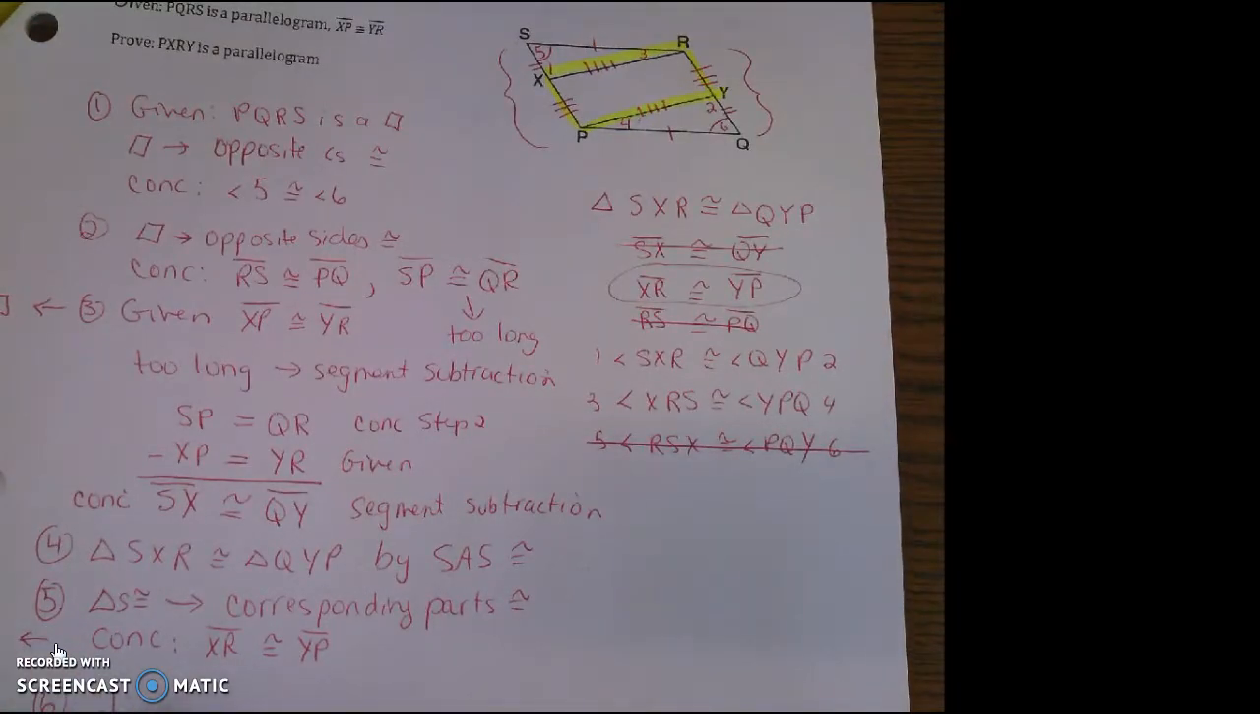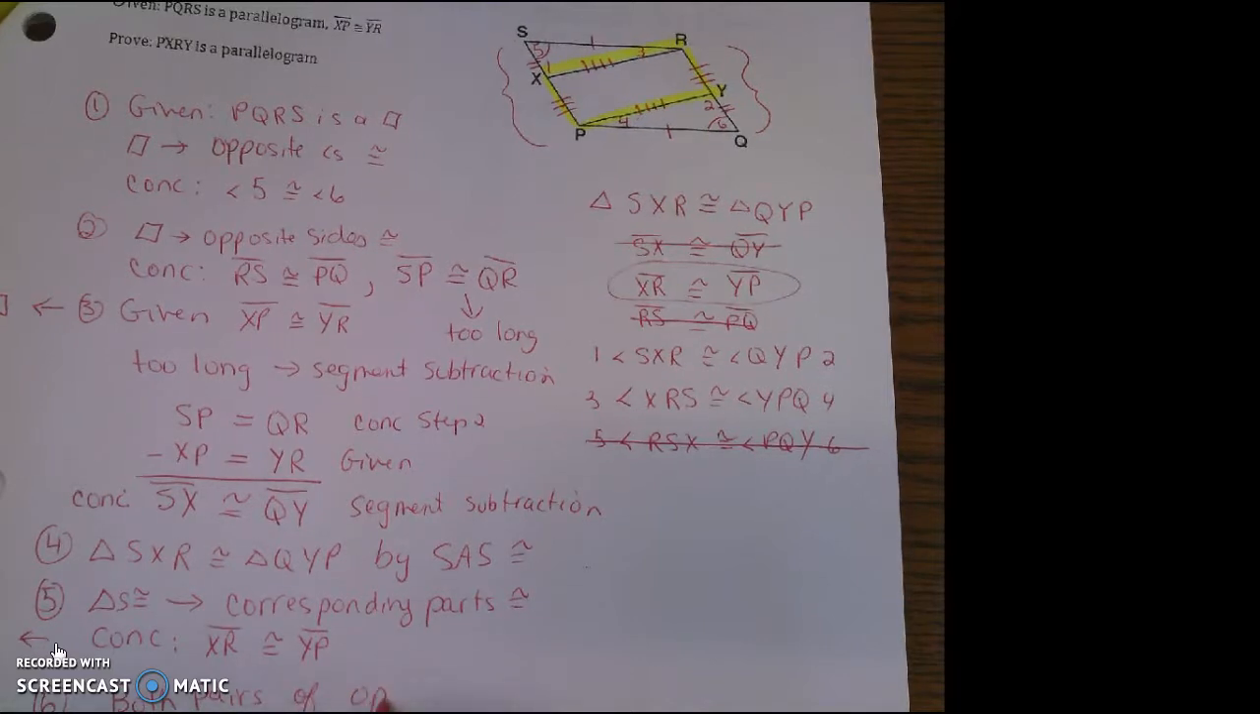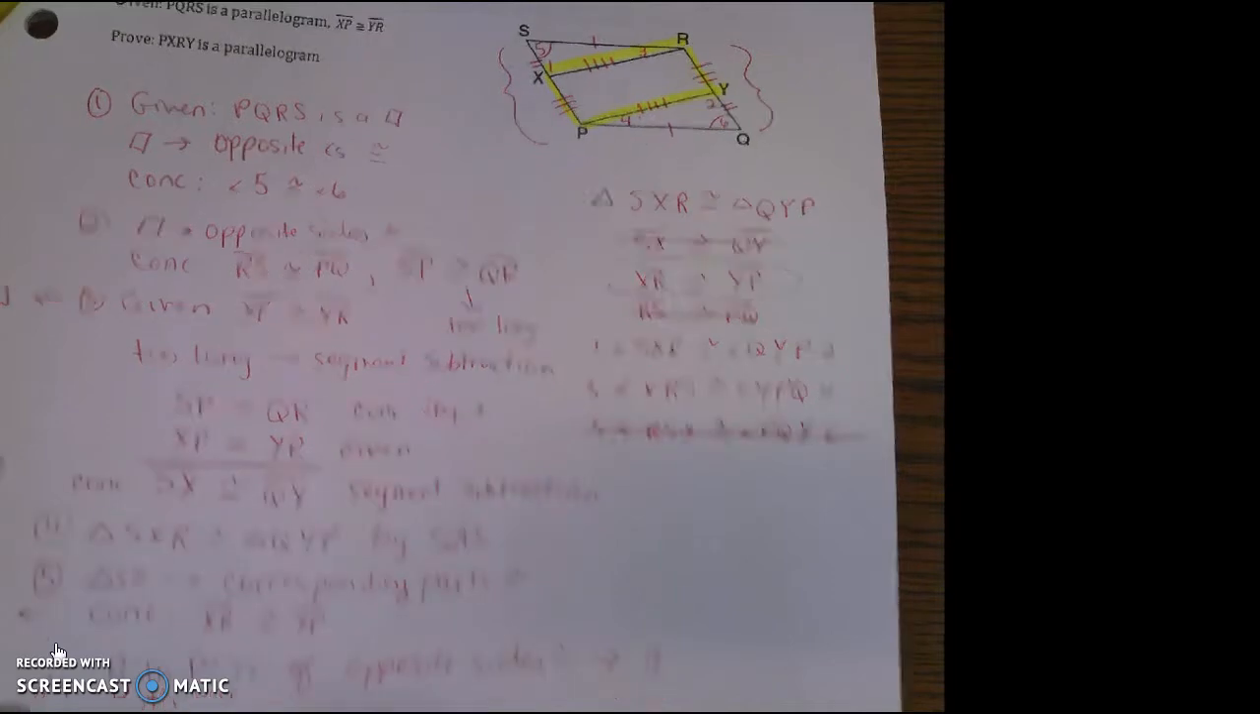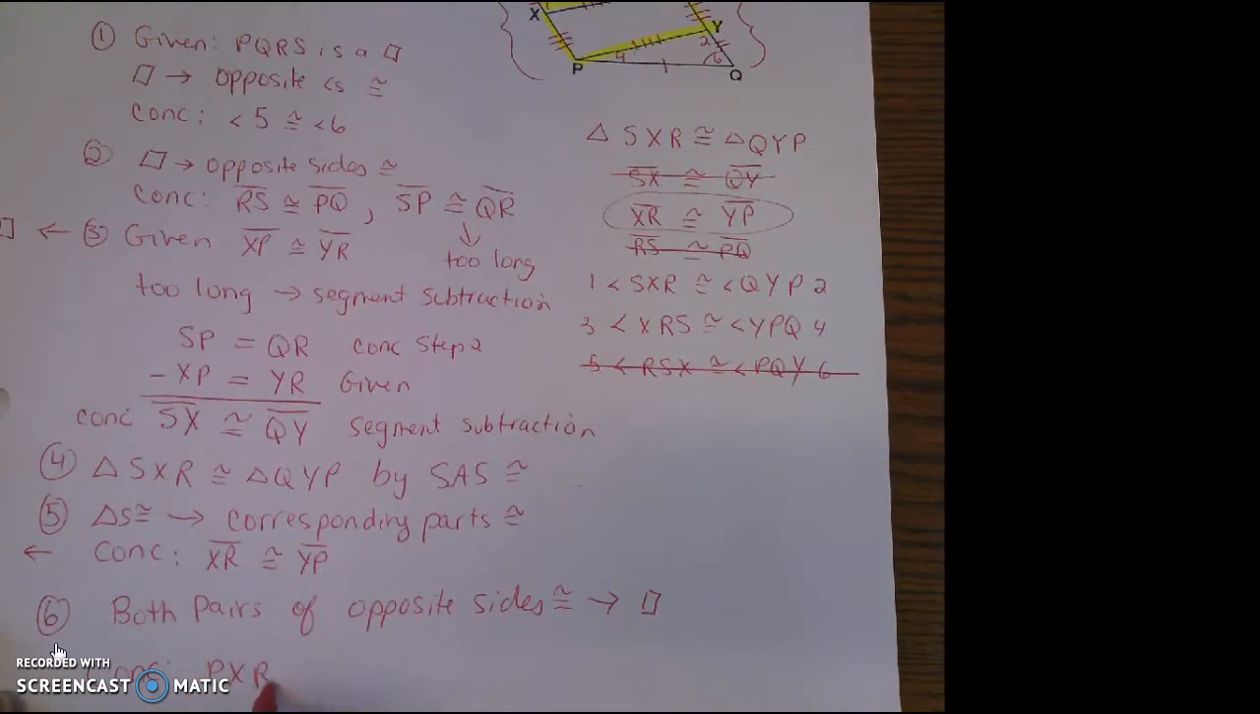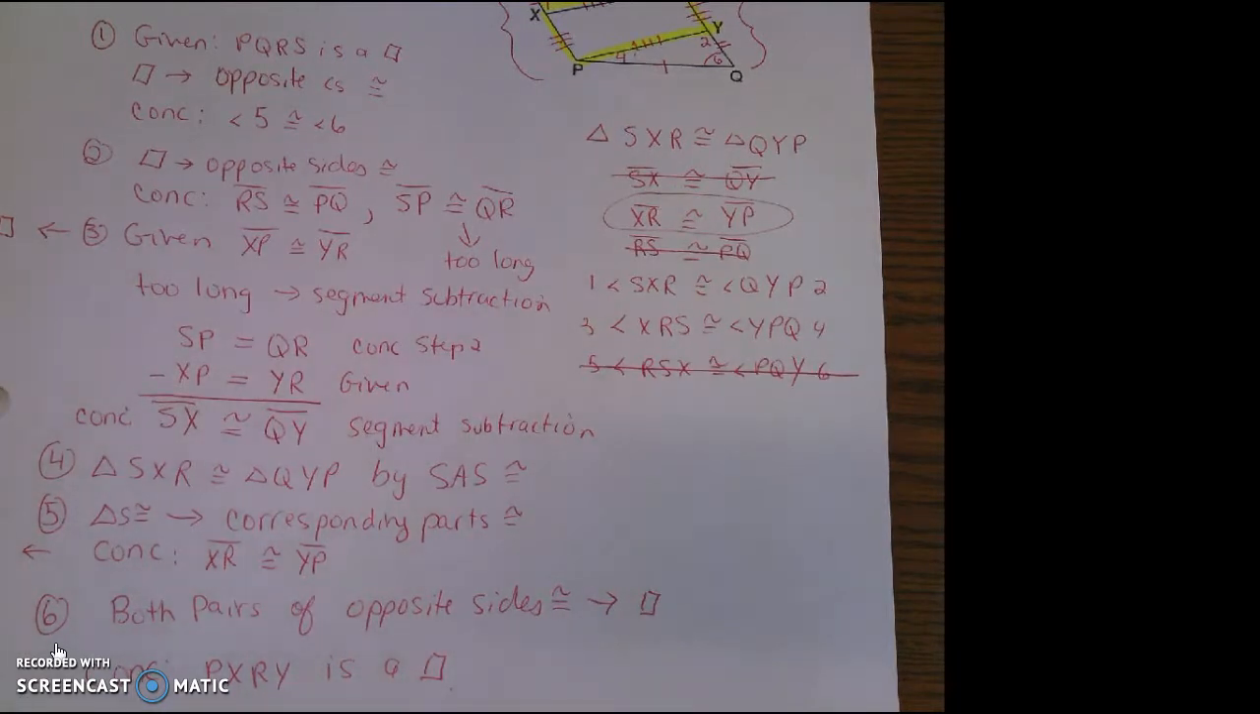So I can say if I have both pairs of opposite sides congruent, then you have a parallelogram. So for a conclusion now, I can say PXRY is a parallelogram.